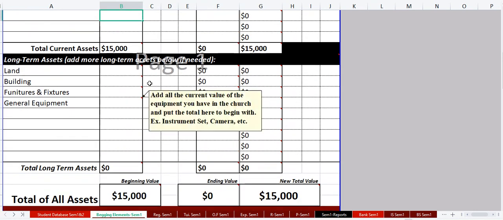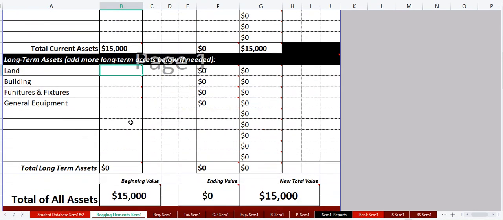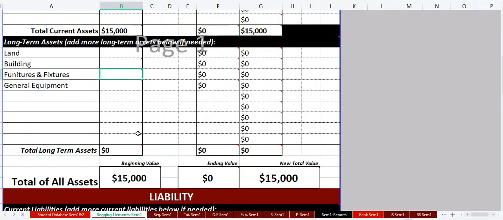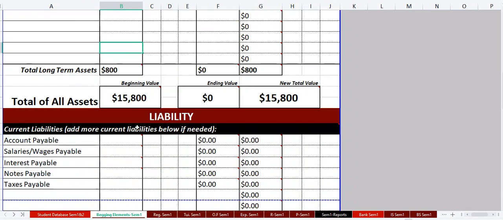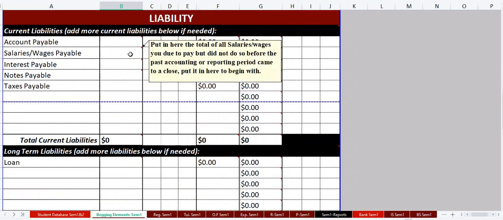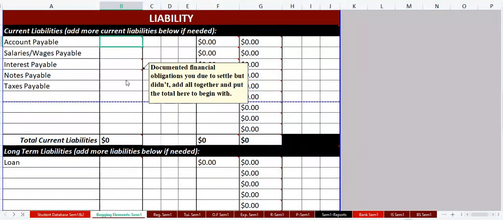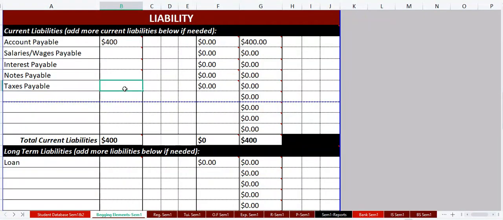Alright. Land, no, she didn't buy land. Building, no. Furniture and fixture, let's say what she had before entering this year is 500. General equipment, 300. Alright. So accounts payable, she is due to pay 400 as account payable.